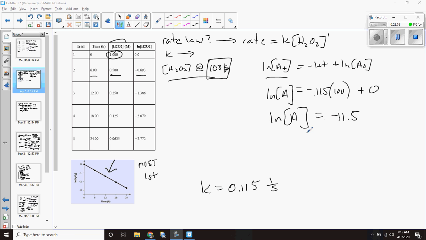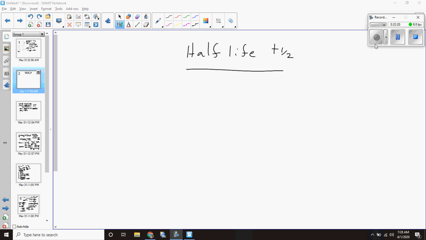And now I have to undo the natural log to get what A is. So I'm going to take e to the both sides. So e to the negative 11.5 gives me, so the e to the natural log of A gives me A equals, and this is a small number, I'm going to call it 1.0 times 10 to the negative 5 molarity. So after 100 hours, remember this graph only goes up to 24 hours. After 100 hours, the concentration is near nil. But that's a whole cycle of the problem, right? Okay, now let's move on to second order process.